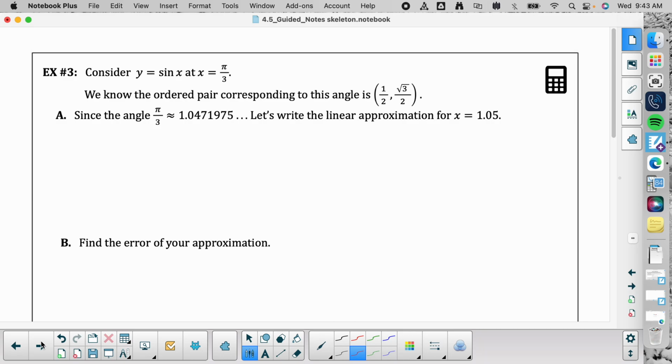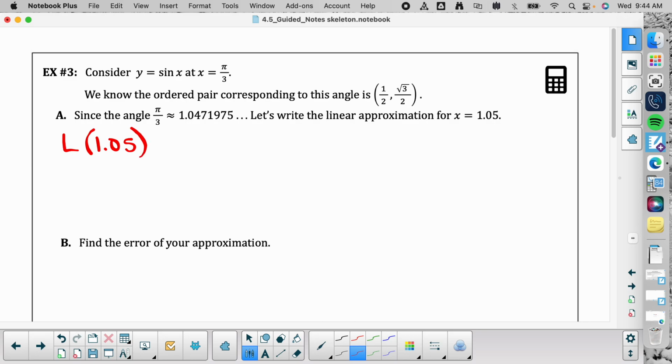Go with it. So it says we know the ordered pair corresponding to this angle is (1/2, square root of 3 over 2). Oh, that's on the unit circle though. Since the angle pi thirds is about 1.047, we are going to try to find the linear approximation for 1.05. So this is kind of the notation that you would see.